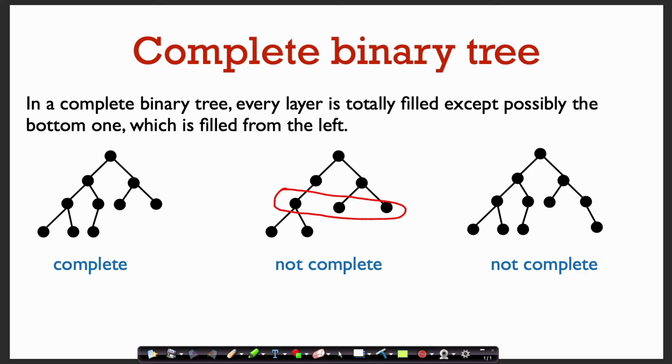Okay, and here's another example of a tree that's not complete. So here, the first 3 layers are all filled. They have the maximum possible number of vertices, but the bottom layer is not filled in from the left. Okay, so we have this node here in the bottom layer, but we do not have, for example, this one, right? So there's this gap here, and we cannot have that in a complete binary tree. Okay, so this is also not a complete binary tree.